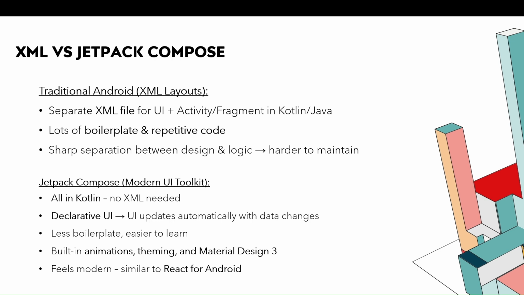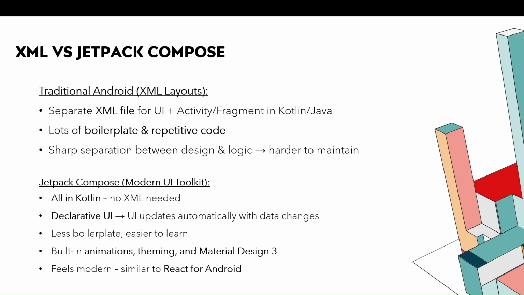So, traditionally, Android apps were built with XML layouts. You would have an XML file to describe the UI and then link it with your activity or fragment in Kotlin or Java. That worked for years, but it also came with a lot of problems: repetitive code, boilerplate, and a very sharp separation between the design and the logic that sometimes made things harder to maintain.